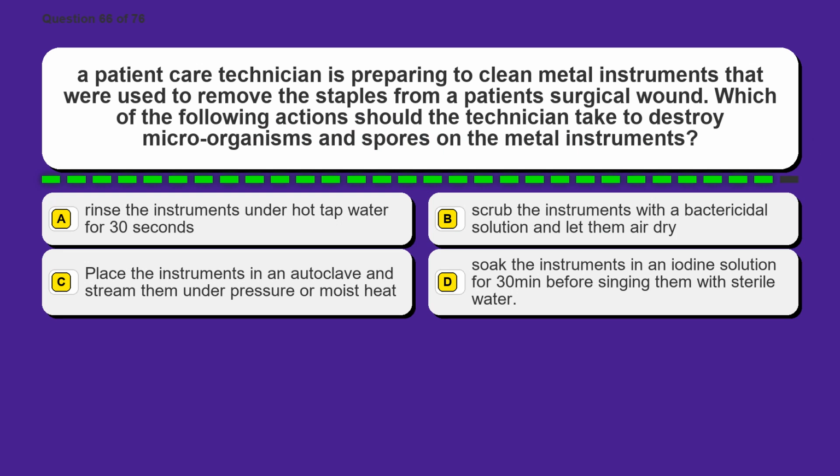Question 66. A patient care technician is preparing to clean metal instruments that were used to remove the staples from a patient's surgical wound. Which of the following actions should the technician take to destroy microorganisms and spores on the metal instruments? Option A. Rinse the instruments under hot tap water for 30 seconds. Option B. Scrub the instruments with a bactericidal solution and let them air dry. Option C. Place the instruments in an autoclave and steam them under pressure or moist heat. Option D. Soak the instruments in an iodine solution for 30 minutes before rinsing them with sterile water.